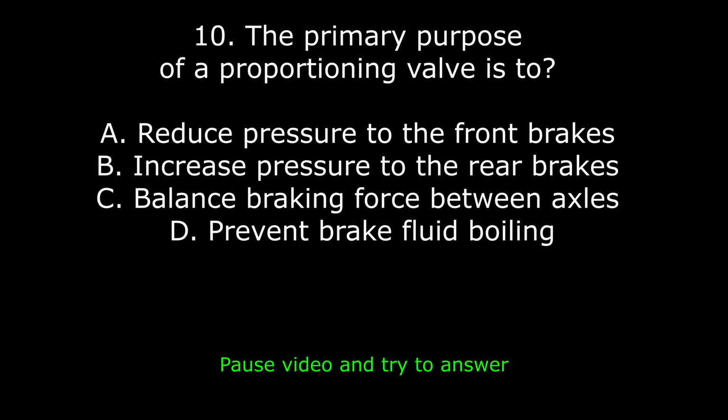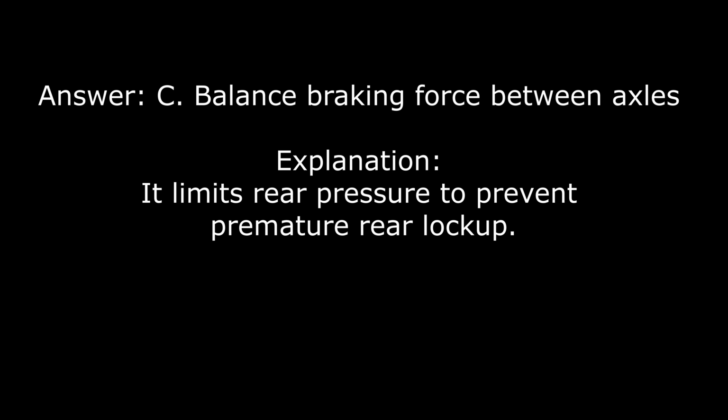10. The primary purpose of a proportioning valve is to A. Reduce pressure to the front brakes. B. Increase pressure to the rear brakes. C. Balance braking force between axles. D. Prevent brake fluid boiling. Answer: C. Balance braking force between axles. Explanation: it limits rear pressure to prevent premature rear lockup.